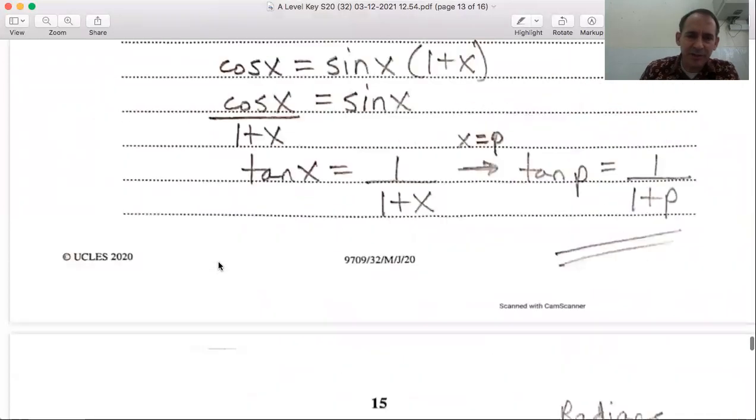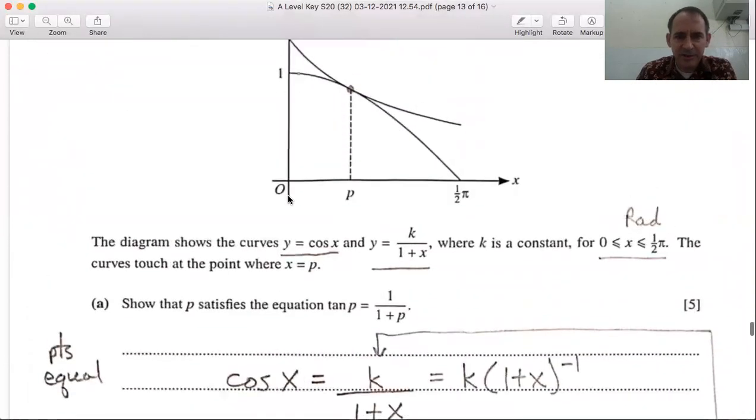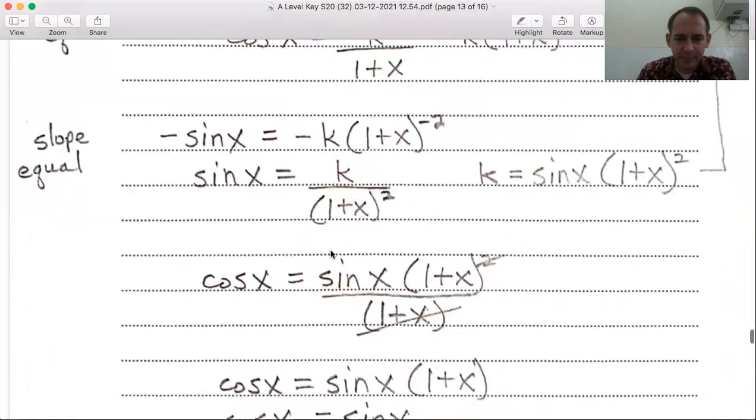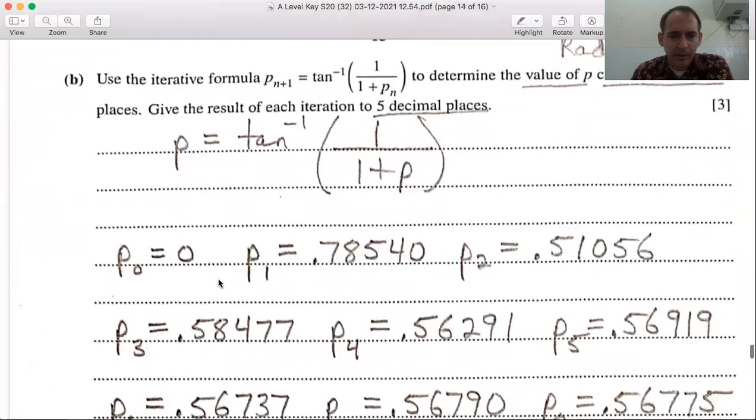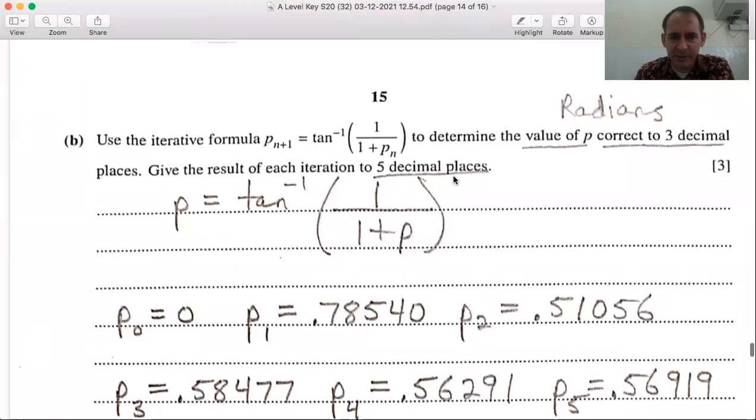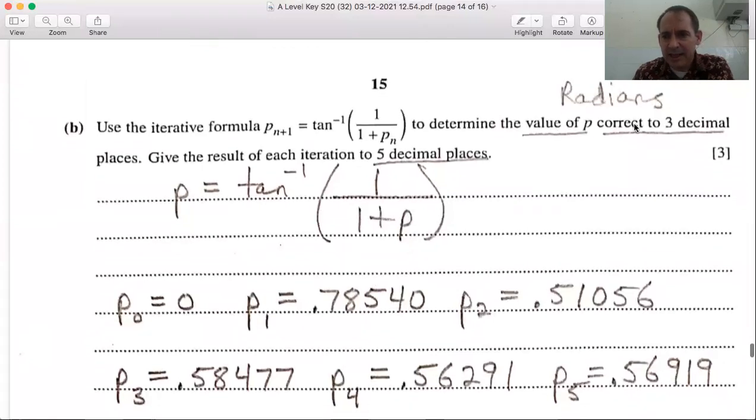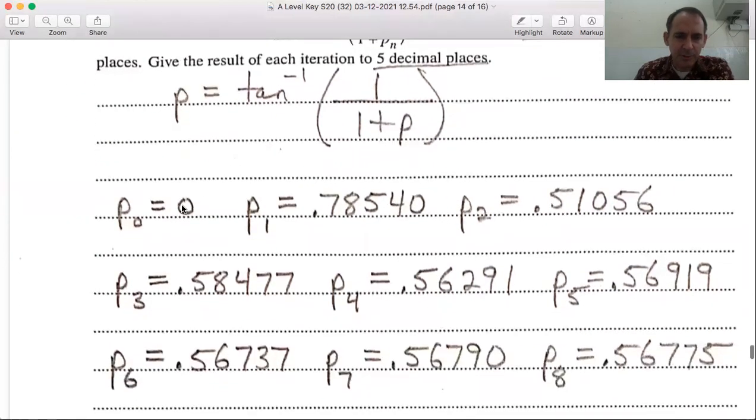So I started with 0 simply because 0 is the left-hand border, and we want to get to p, the value of p. Remember to take your iterations to 5 decimal places, and you're looking to get a correct value accurate to 3 decimal places. So plug in the 0, comes out to 0.78540. Plug that back in on your calculator. You can just put answer, so you can go a little faster.